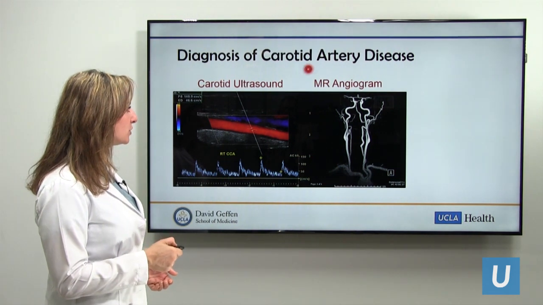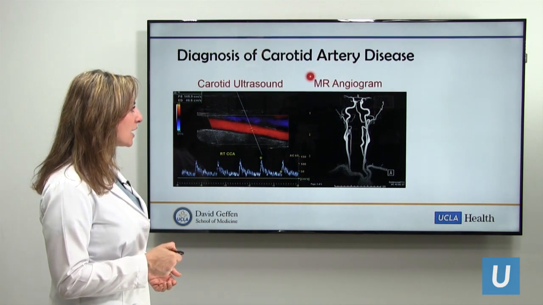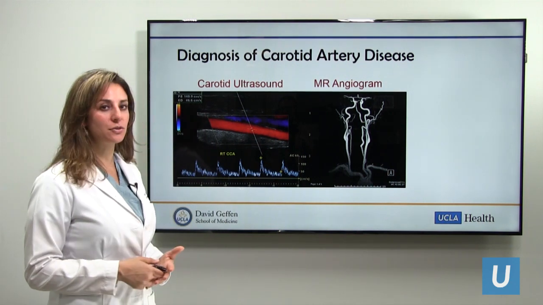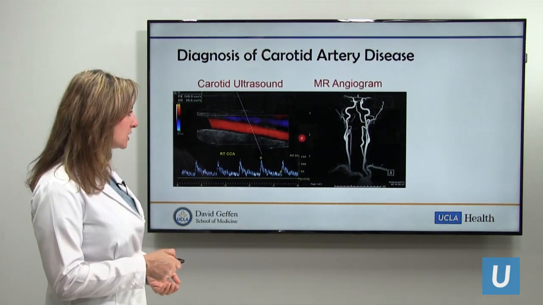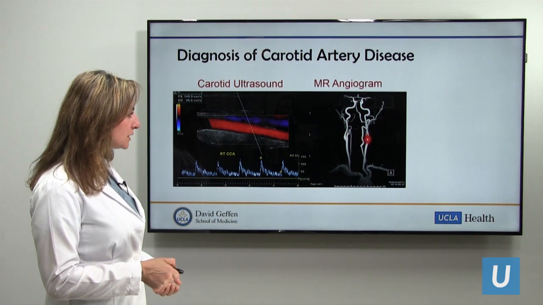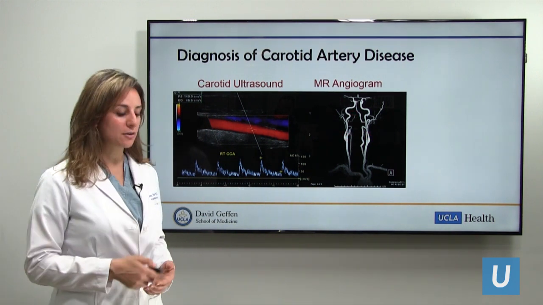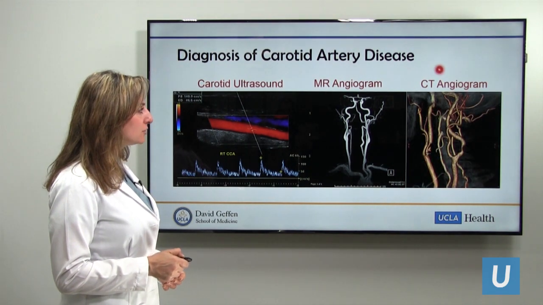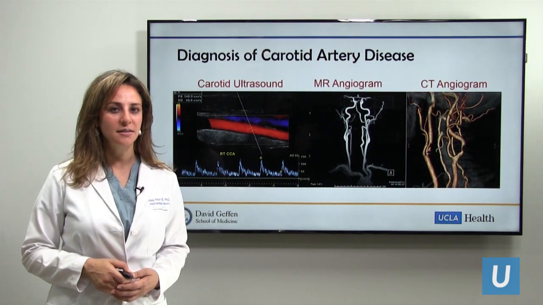The other way is to look at the structure. And looking at the structure, you can get it through an MRI angiogram. Angio means blood vessel, gram means a picture. So this is taking a picture of the blood vessels. And here you can see whether or not there would be narrowing in any of the blood vessels of the neck, but also of the brain. And very similar to this, with CT technology, you can get that same view.